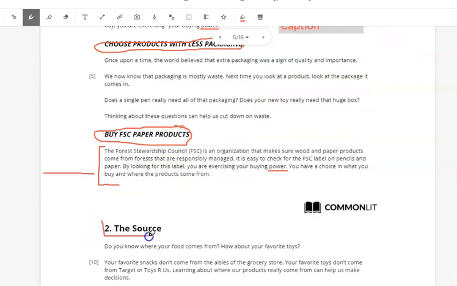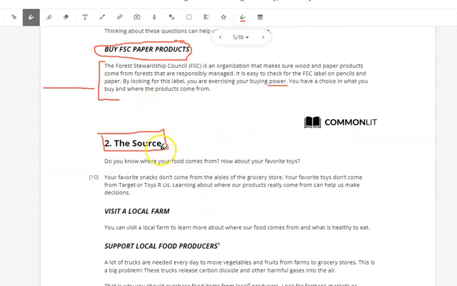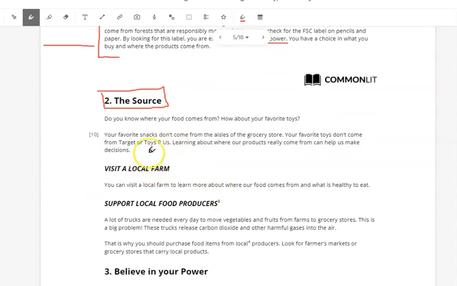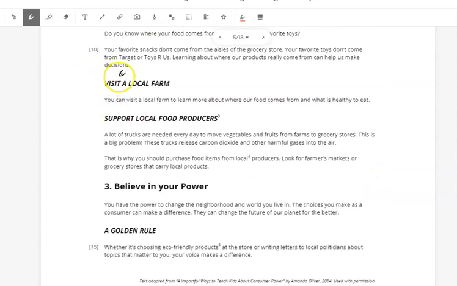Let's box this second heading. See how they labeled that in number 2, the other reason. The source. Do you know where your food comes from? How about your favorite toys? Your favorite snacks don't come from the aisles of the grocery store. Your favorite toys don't come from Target or Toys R Us. Learning about where our products really come from can help us make decisions. Visit a local farm. You can visit a local farm to learn about where our food comes from and what is healthy to eat. Let's circle that subheading.